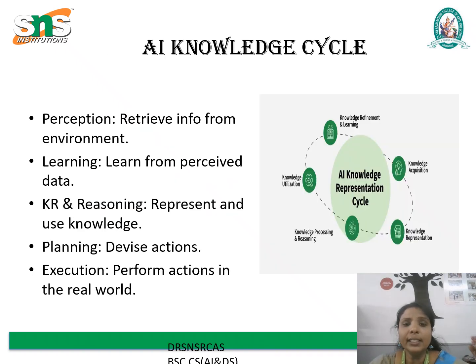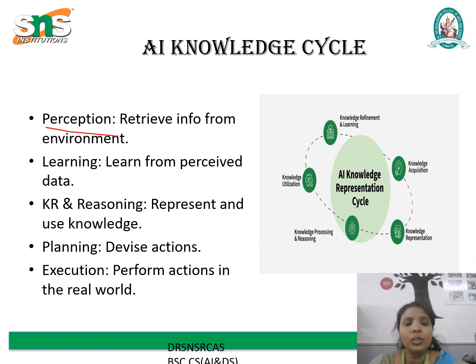Next we see the AI knowledge cycle. The AI knowledge cycle describes the key components that enable an artificial intelligence system to function intelligently. Similar to a human, it begins with perception, which retrieves information from the environment. This could be through sensors, cameras, microphones, or any form of input that allows the AI to observe and understand its surroundings.